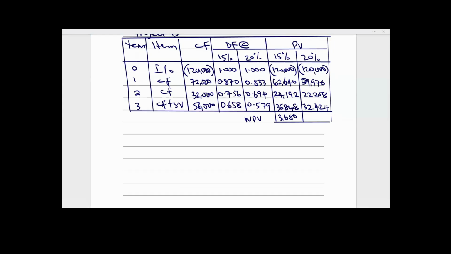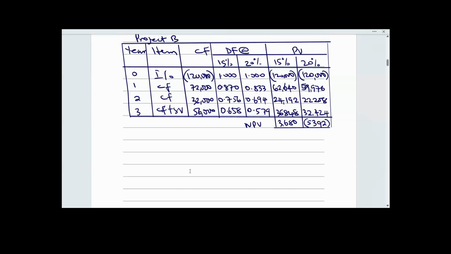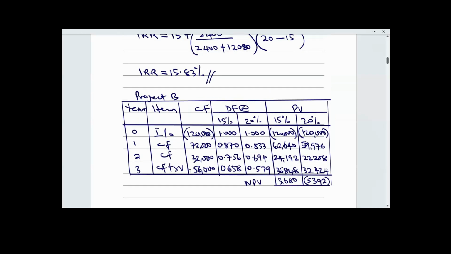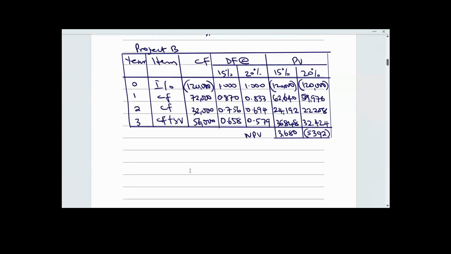Negative 5,392. So that's it. We assume 15%, we got a positive NPV of 3,680. Then we increase to 20%, we got a negative NPV of 5,392 for project B.